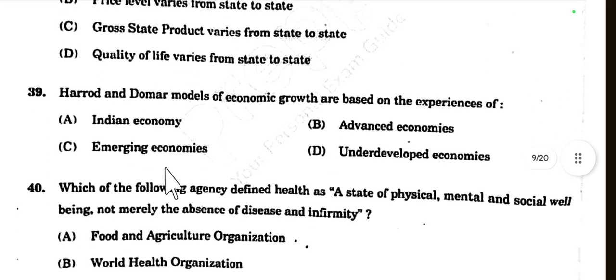Then question number 39, Harrod and Domar models of economic growth are based on the experience of Indian economy, advanced economies, emerging economies, or underdeveloped economies. The Harrod-Domar model is based on the advanced economies. Harrod-Domar models of economic growth are based on the experience of advanced economies. Option B is the right choice.